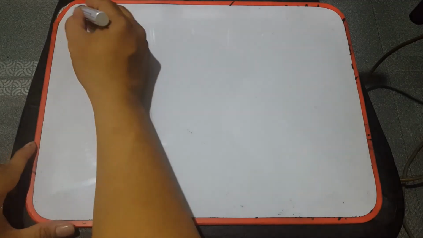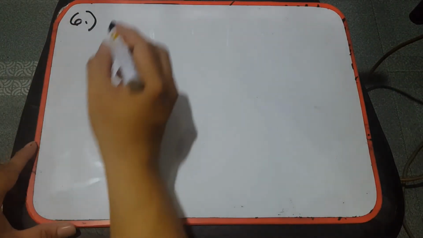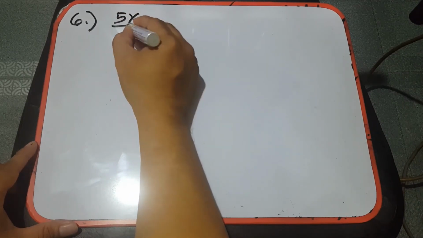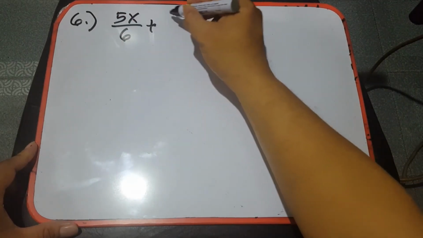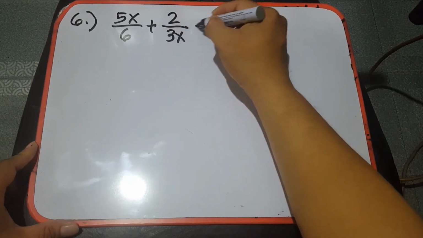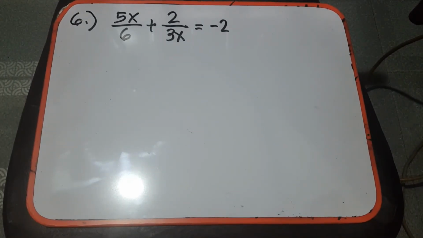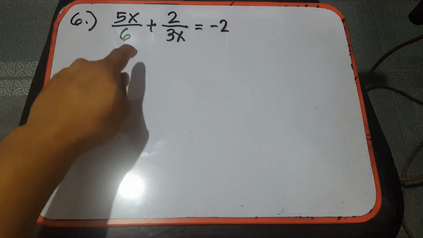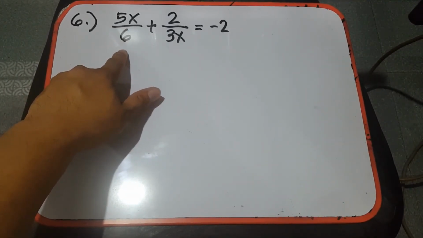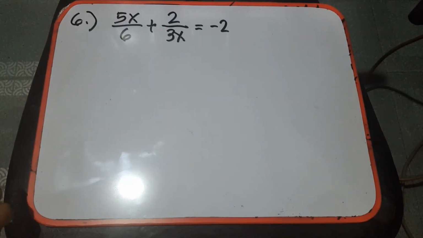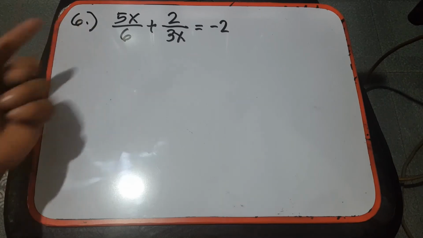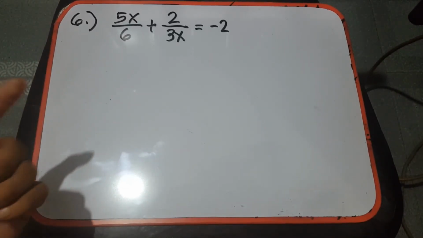Okay, para mas maintindihan niyo ng sobra-sobra kung paano ba mag-solve ng equations which are transformable to quadratic equation, let's have another example. Let's have example number 6 here. The given is 5x over 6 plus 2 over 3x is equal to negative 2. That example is similar to example number 3 that we answered earlier. In order for us to simplify this, at first, as you can see, we cannot say it is quadratic. But if we simplify this using a mathematical concept, we'll find out that it's really quadratic.